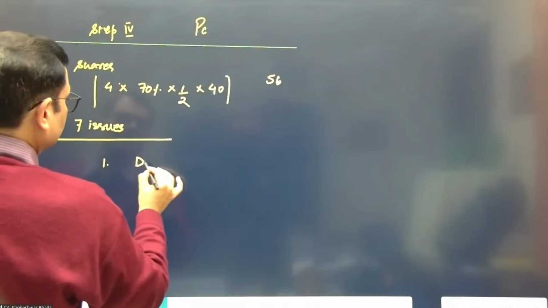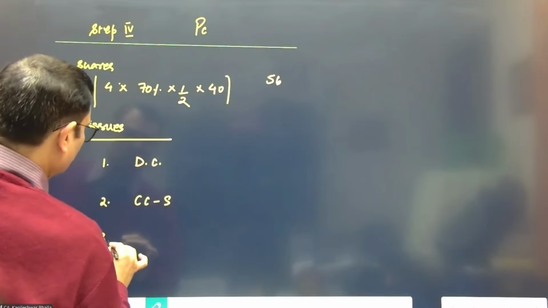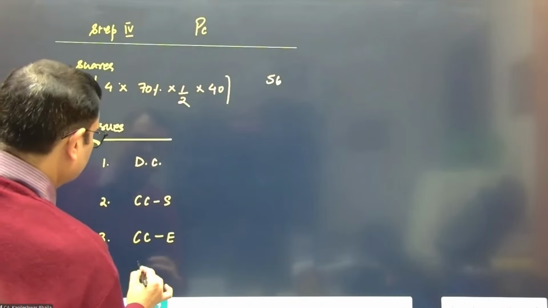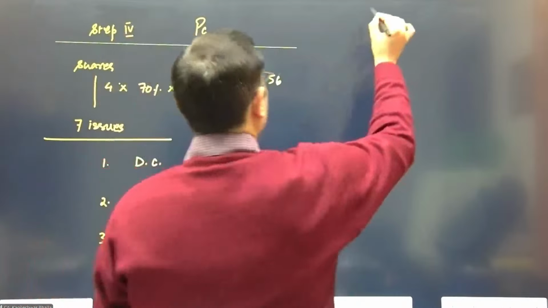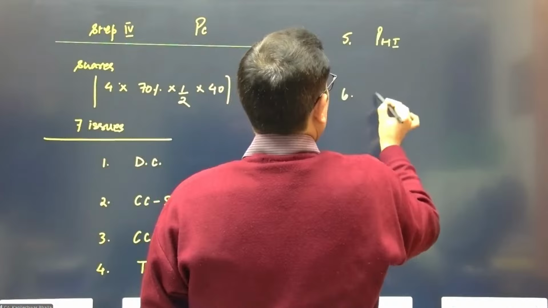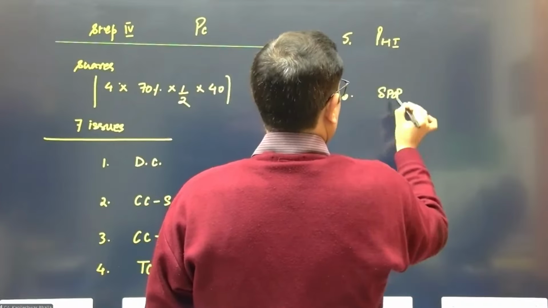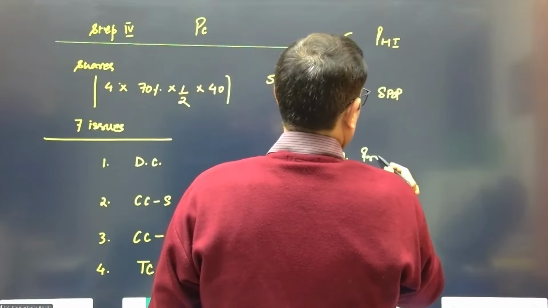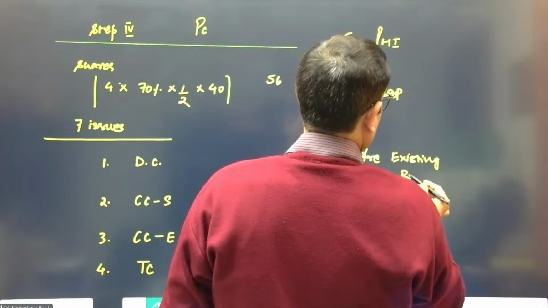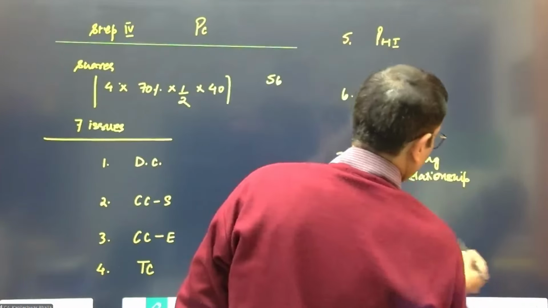So one is DC, one is CCS, one is CCE, then the other one is TC, then the other one is PHI, then the other one is SBP, and the other one is pre-existing relationship. So once we write down, our focus is very clear and we can just take those plus and minus to get the element of purchase consideration.